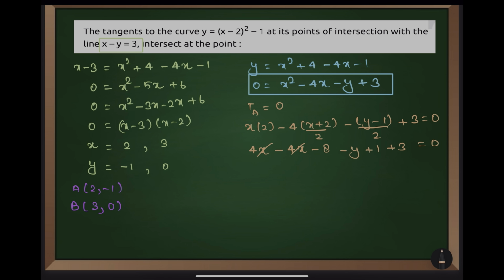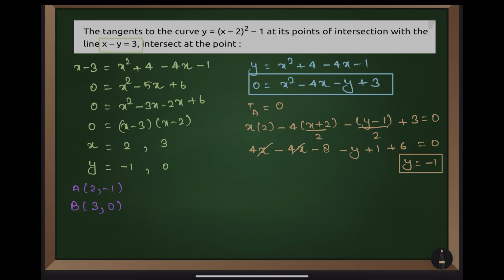This thing is gone. So we take y to that side. Wait, this should be multiplied by 2. So it is 6, and y should be equal to minus 1. So we got one equation.